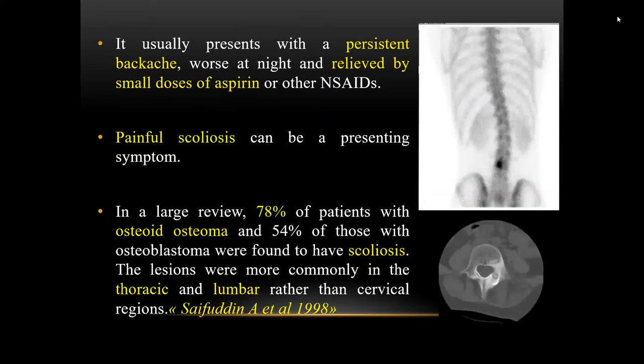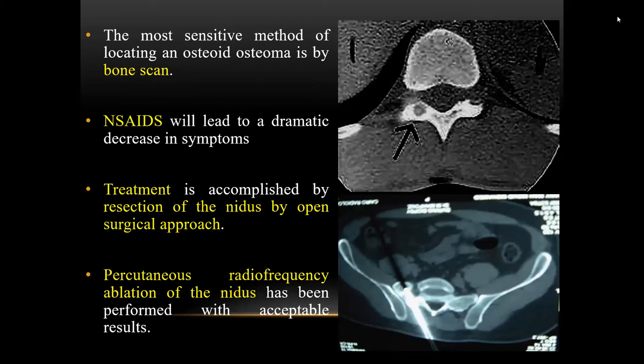It usually presents as persistent back pain, worst at night, and improved by aspirin and other non-steroidal anti-inflammatories. Painful scoliosis can be the presenting factor. In large reviews, 78% of patients with osteoid osteomas and 44% of patients with osteoblastomas present with scoliosis. So when you see pain and scoliosis, keep this in mind. It might be simpler than a true deformity. It could be just an osteoma. The most sensitive method to decide where the lesion is, is the bone scan.